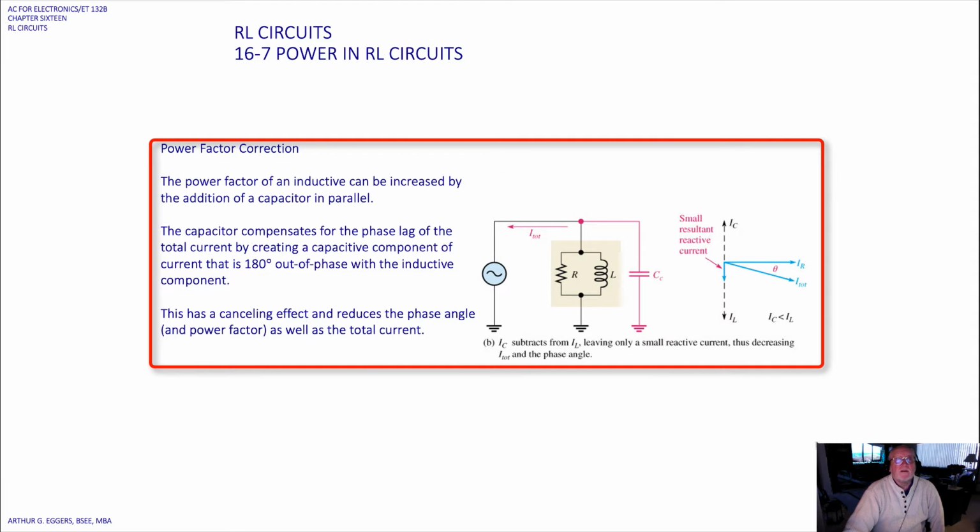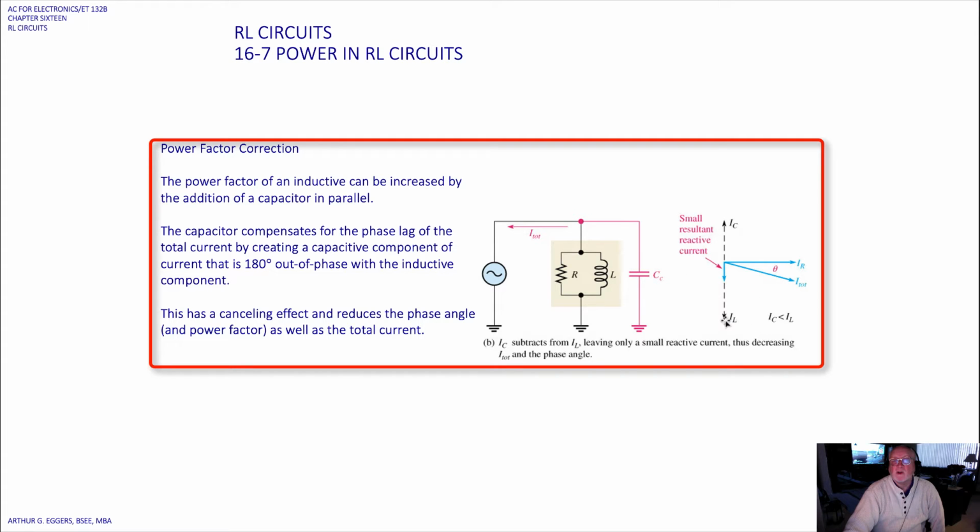You can see we've got a source and our two passive components. The power factor of an inductive circuit can be increased by the addition of a capacitor. So you can see in the circuit now we've added a capacitor. Well, what does that do? Well, you can see it changes the total angle associated with the circuit.